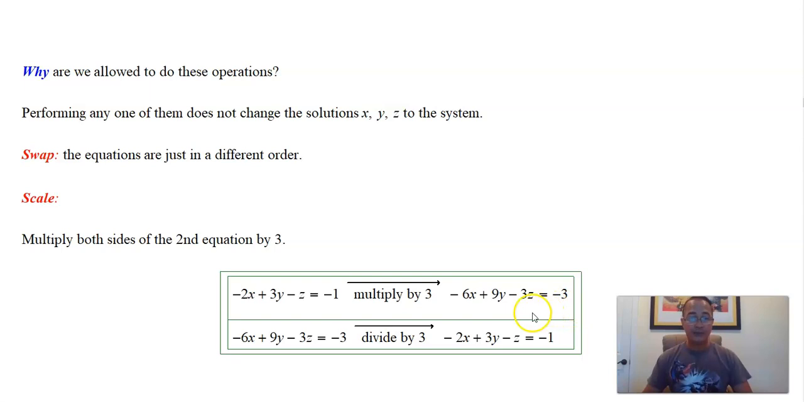Now, let's go backwards. What if you knew that minus 6x plus 9y minus 3z equals negative 3 is a true equation? This time you can divide both sides of that equation by 3, and you get the original equation. And again, that's the substitution principle. If this equation is true, then this equation is also true. Another way of saying that is that these 2 equations are equivalent to each other. They are either both true or they are both false.